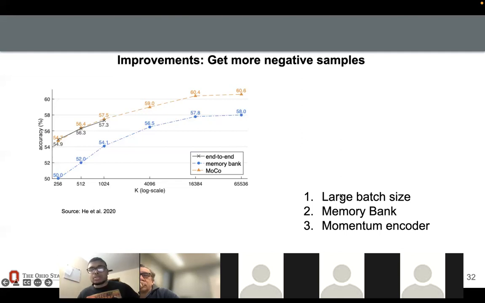One of the ideas, the straightforward idea, is to just use a larger batch size, which would increase your negative samples N. But it starts getting unfeasible very soon. The K here is the same as N, by the way; this figure is just from a different paper with different notation. K and N are the same thing. K is on a log scale, and they're trying very large batch sizes, and it really becomes unfeasible, especially for larger modalities like videos, to have such large batch sizes if you don't have thousands of GPUs.